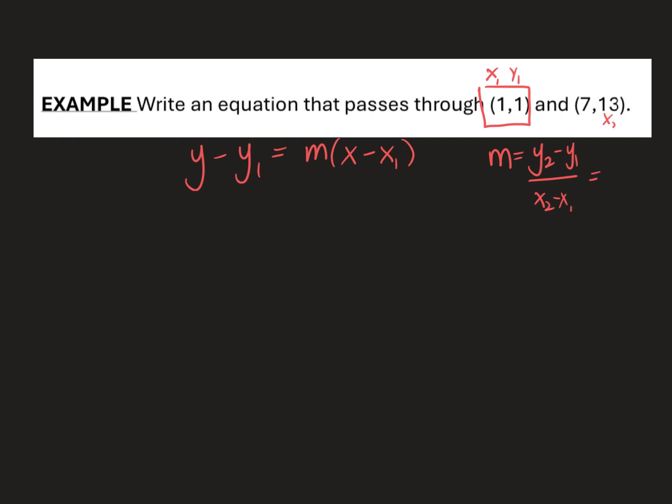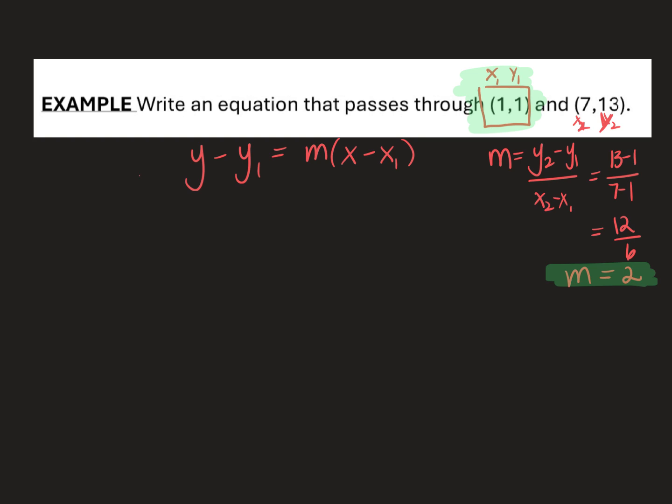Our x2 is the 7, our y2 is the 13. So y2 minus y1, 13 minus 1, divided by x2 minus x1, 7 minus 1. So that would be 12 divided by 6. So our slope is 2. So we're going to use a slope of 2 and use this ordered pair 1, 1.